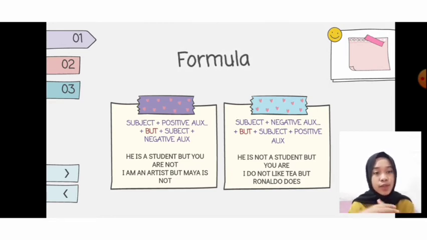Contohnya di sini yaitu he is not a student but you are. Nah, Kak bisa dilihat bahwa kalimat yang pertama itu elliptical sentence-nya sudah berkontekskan negatif. Kemudian ditambah but, lalu subject you dan positive auxiliary you are.